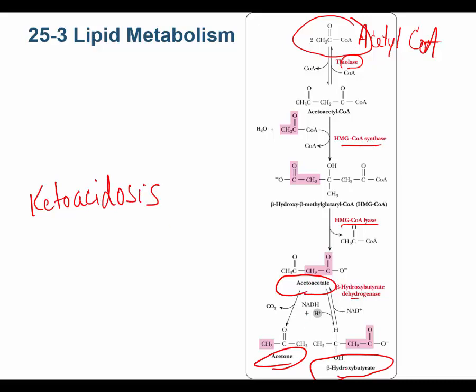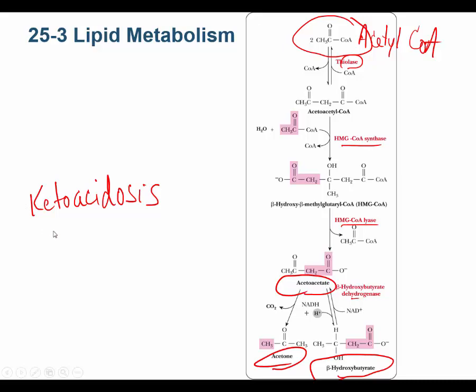Acetoacetic acid, beta hydroxybutyric acid. And then acetone doesn't deprotonate like these other two, but these are three major ketone bodies, and they lead to a thing called ketoacidosis. So I would like you to memorize these three ketones: acetoacetate, acetone, and beta hydroxybutyrate. All right. And the three ketones will give us ketoacidosis.